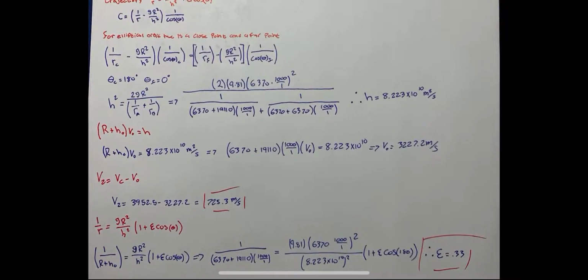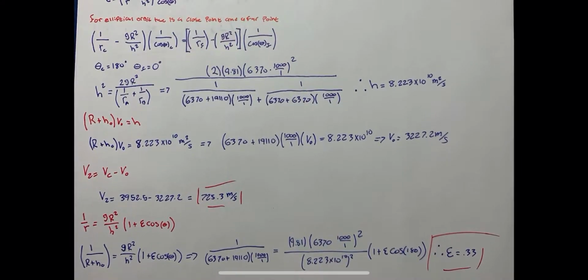And to find the eccentricity, we use this given equation here. 1 over r is equal to g of r squared over h squared times 1 plus eccentricity times cosine theta. We can plug in our knowns for r and all our other knowns and solve for the eccentricity, which should be about 0.33.